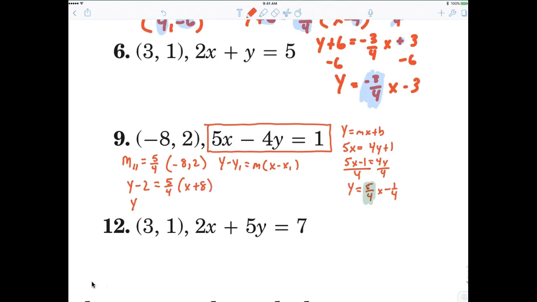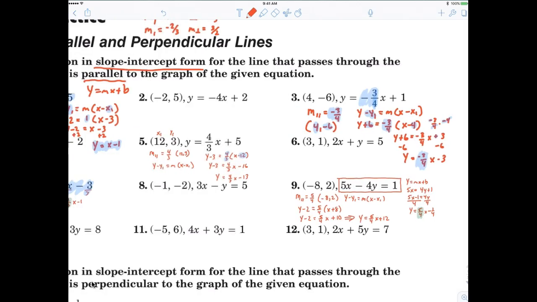Distributing the 5/4, y minus 2 equals 5/4 x plus 10. Again, 8 divided by 4 is 2, 2 times 5 is 10. So our final equation, you're adding 2 to both sides, so y equals 5/4 x plus 12. Alright, that's not bad.